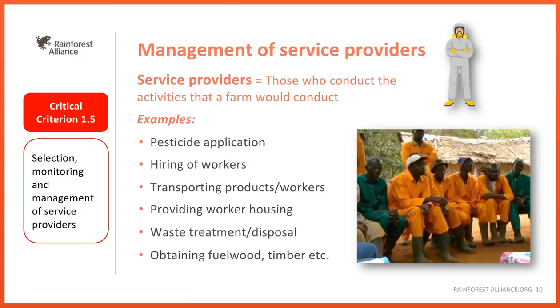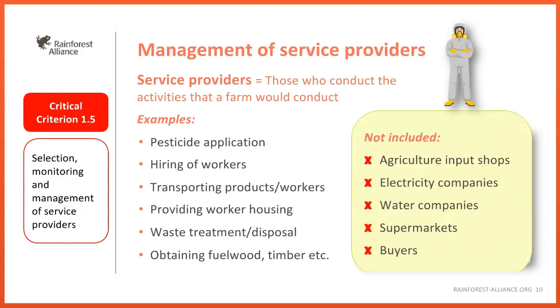It is important to understand that the SAN definition of service provider does not include those companies which conduct activities that a farm would not conduct. For example, selling pesticides and fertilizers is not an activity of a farm. Therefore, agricultural input shops, electricity companies, water companies, supermarkets, and buyers are not considered service providers.